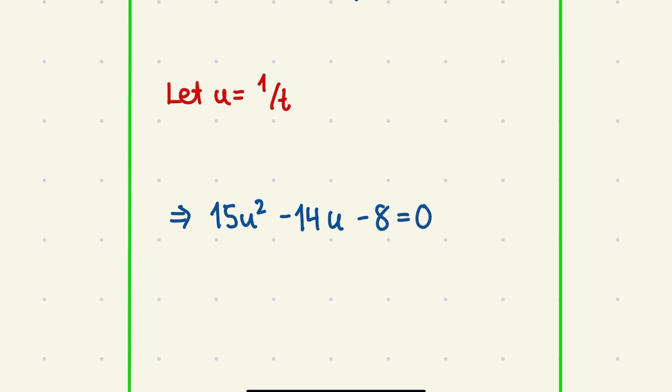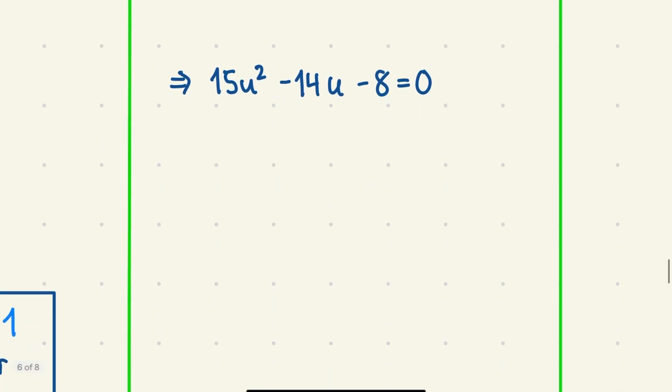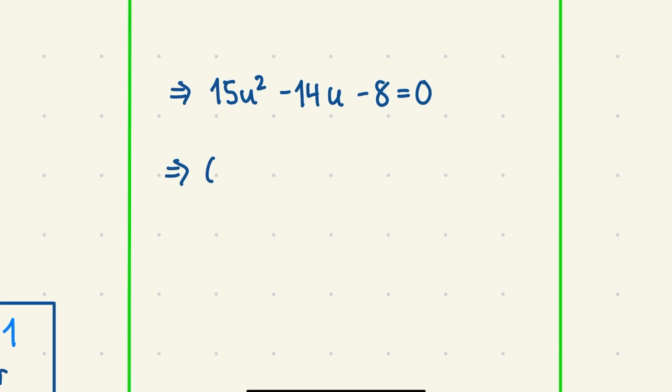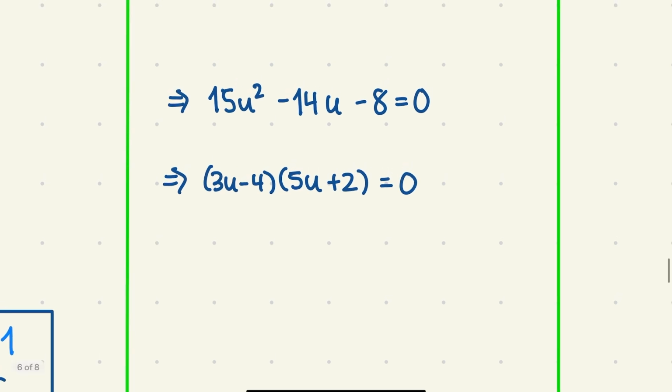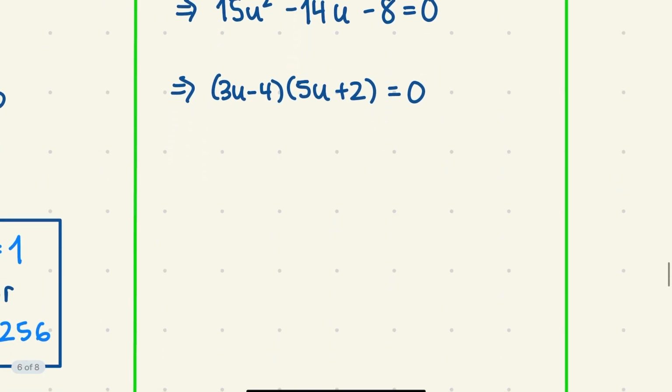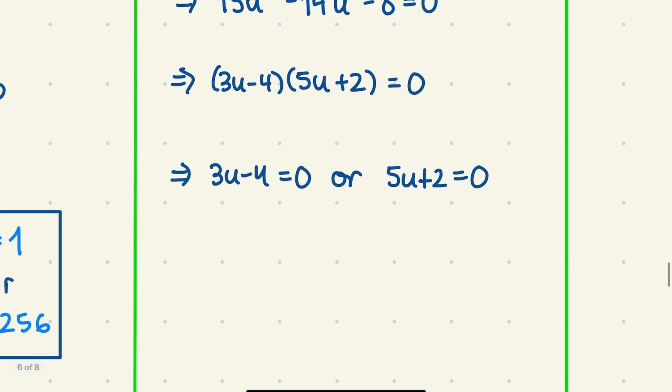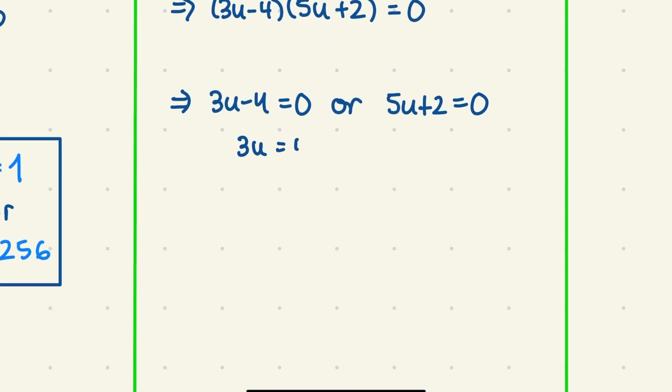And then again here, we just need to factor this out. I will leave that to you, but this factors into 3u minus 4 and 5u plus 2 equal to 0. Correct? So again, this means that either 3u minus 4 equal to 0 or 5u plus 2 is equal to 0. Let's do it slowly. 3u equal to 4.